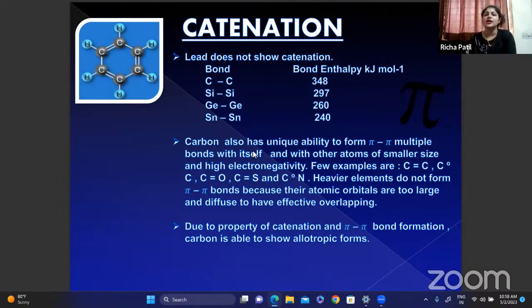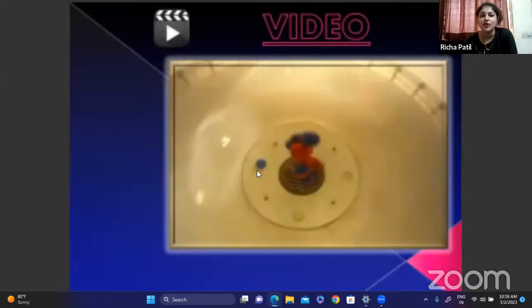Carbon also has a unique property to form pi multiple bonds with itself or with other atoms. So it can form C double bond C, C double bond O, C double bond S, C double bond N. So it has the ability to form multiple bonds. Due to the property of catenation and pi bond formation, carbon is able to show allotropic forms.